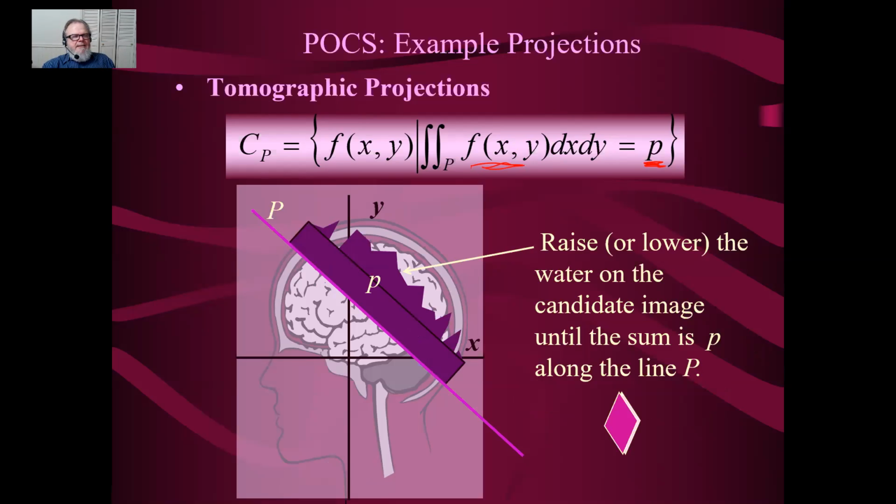Notice again, this is a convex set which is defined for a specific P. If I chose a different projection, say in this direction, that would be a different value. This would be P, maybe this would be Q, and I would have a different convex set along this line. So we're being very restrictive here in that this tomographic projection is for a specific linear path through the image, which we call P.